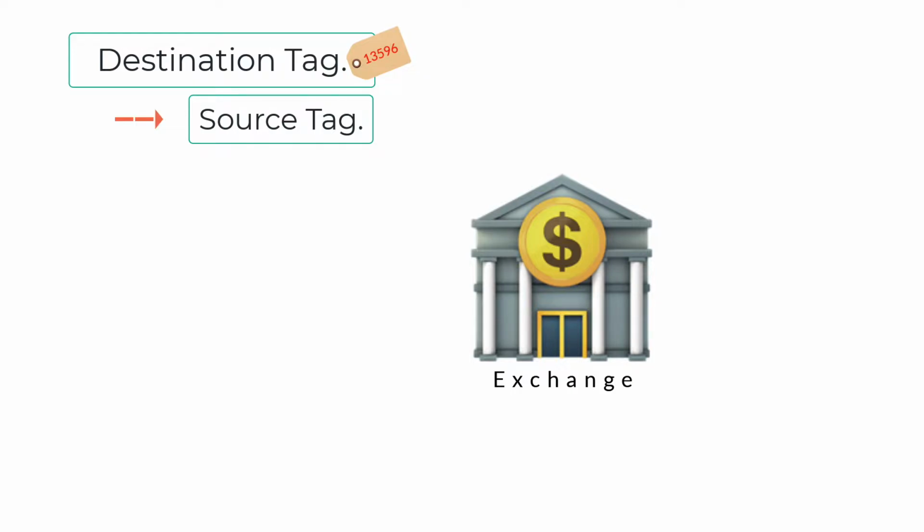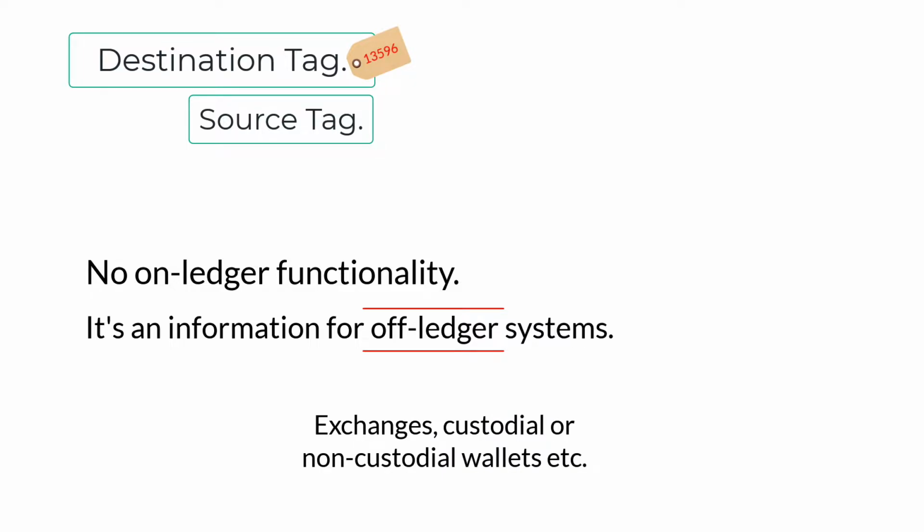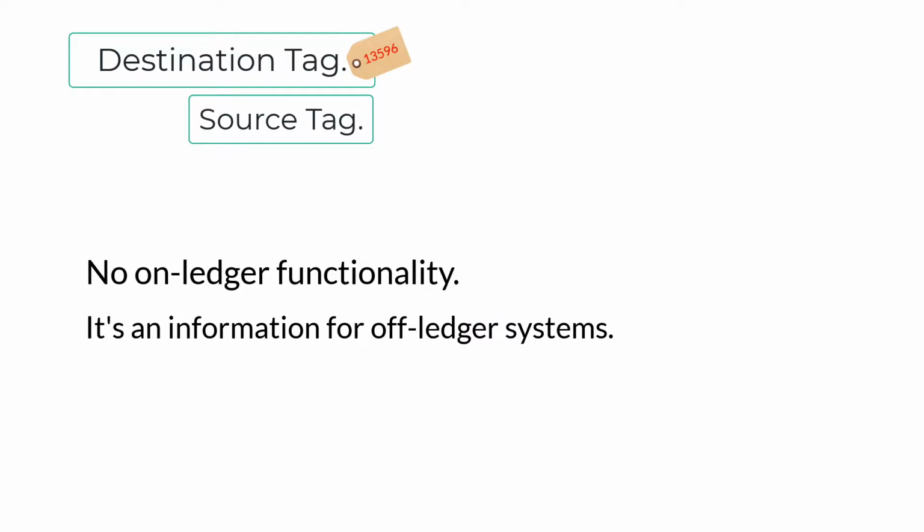Source tag is not that talked about, but it's also an important feature of XRP Ledger. I want to start by clarifying one thing about these tags: source tag and destination tag do not have any direct on-ledger functionality. It's merely information about how off-ledger systems should process a payment. That is, off-ledger systems are exchanges or even non-custodial wallets. Source tag and destination tag are just an additional piece of information for these off-ledger systems.